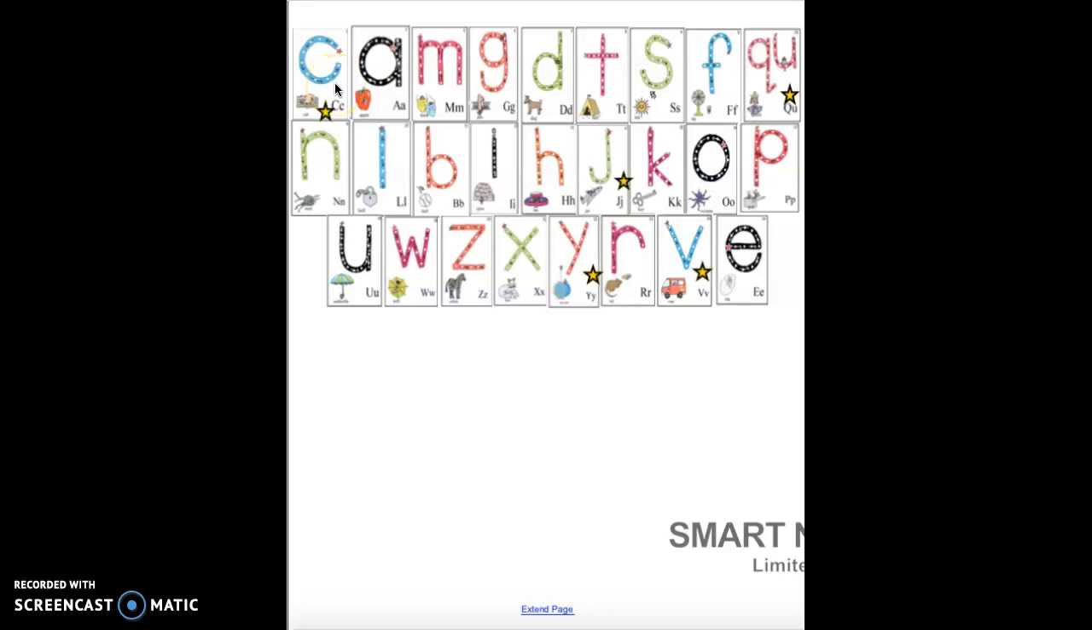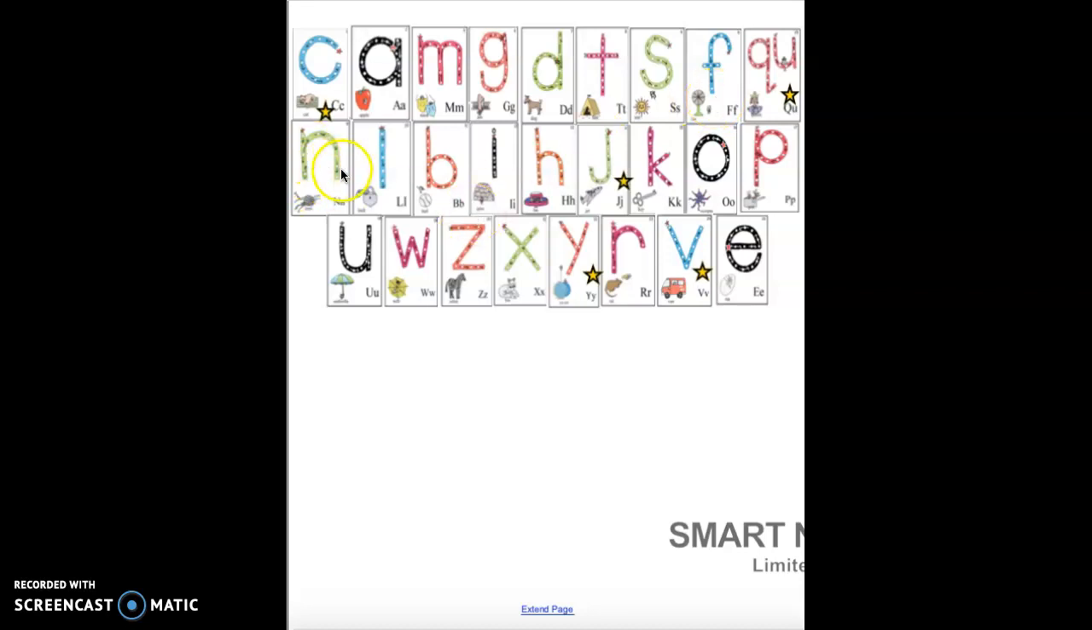C, cat, k. A, apple, a. M, mask, m. G, gate, g. D, dog, d. T, tent, t. S, sun, s. F, fan, f. Q, queen, qu. No English word ends in Q. It is always followed by U.